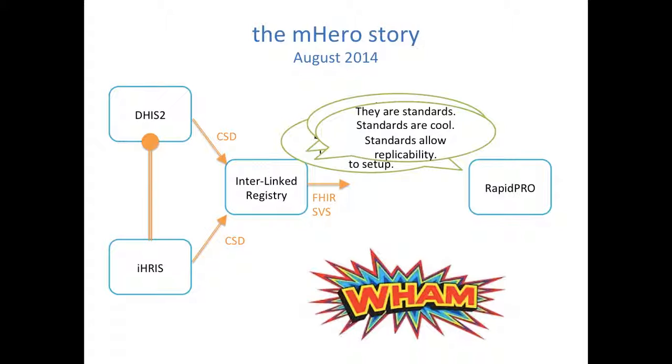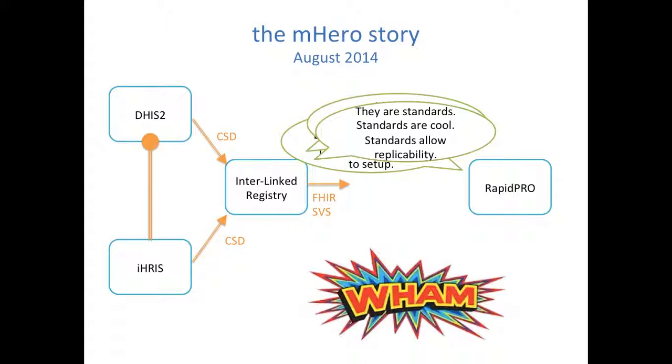From IRIS, we pulled out the health worker data, and we also used it as the canonical list of cadres for the country. These were both dumped out in CSD into the interlinked registry. And at that point, we had already had some support for FHIR representation of the health worker or the practitioner, and we decided to add in the location, which is like the facility concept, and the organization resources for the FHIR adapters on the interlinked registry. So what we're doing is taking the CSD data model, the XML data model, and mapping it into the FHIR endpoints. We'd also added the support for JSON.